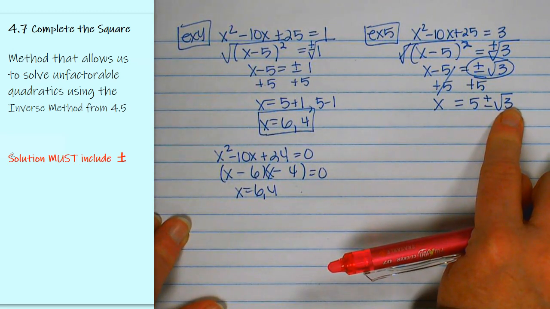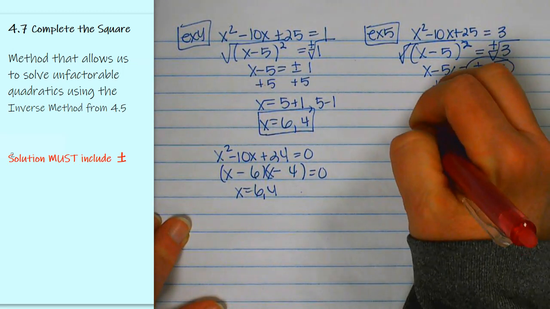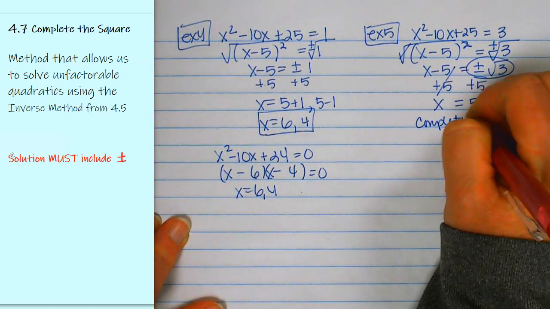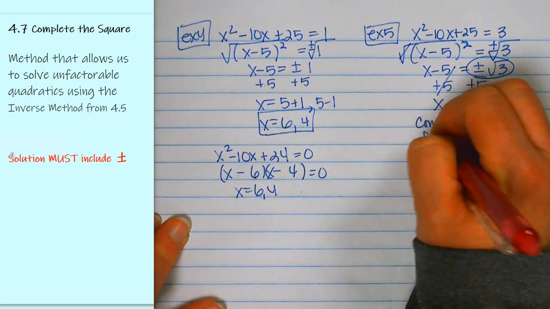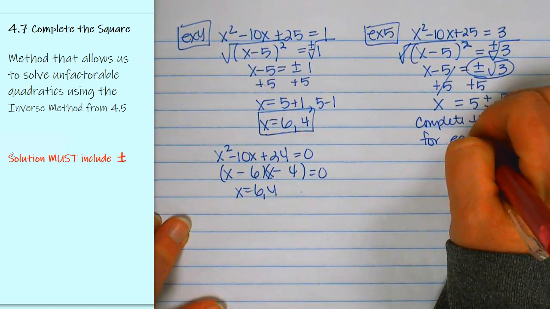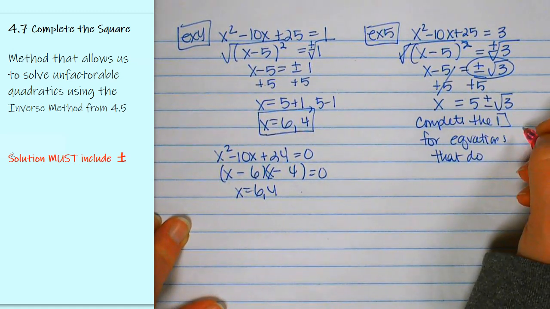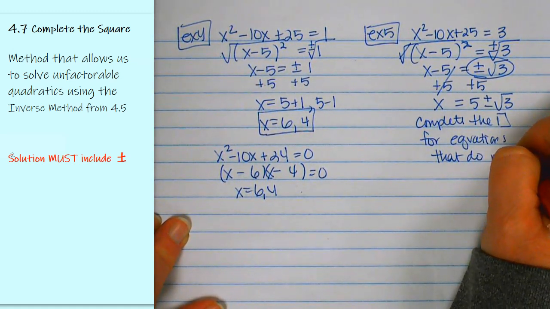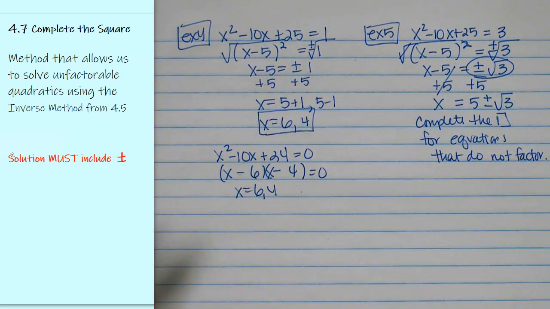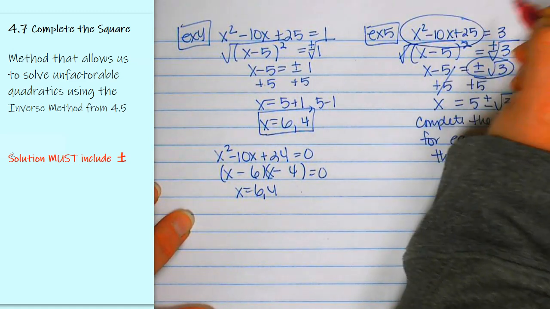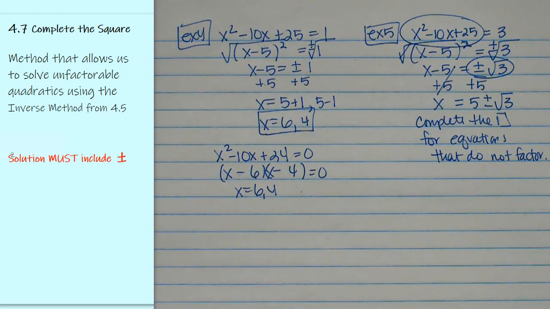You're never going to think of 5 plus the square root of 3 as a factorization. So we need complete the square for our equations that don't factor. That's how we're able to solve any equation. All right, so these examples, the last 3 examples, have been set up, ready to go. By ready to go, I mean this was already a perfect square trinomial. They're not usually like that.